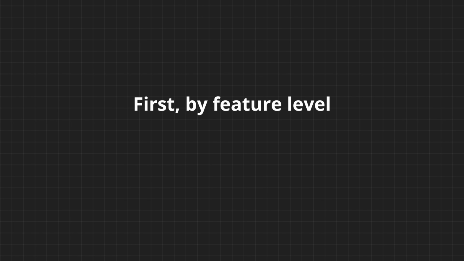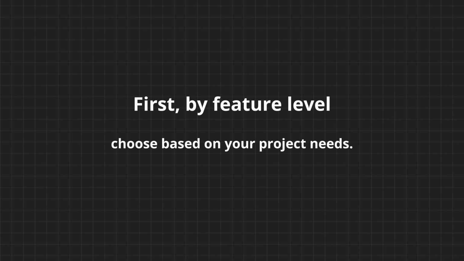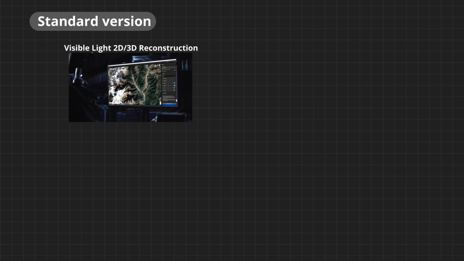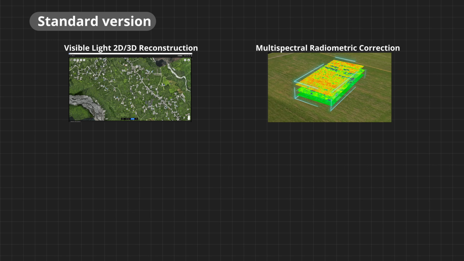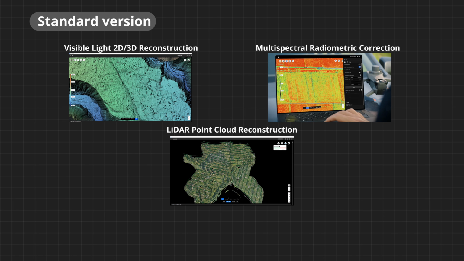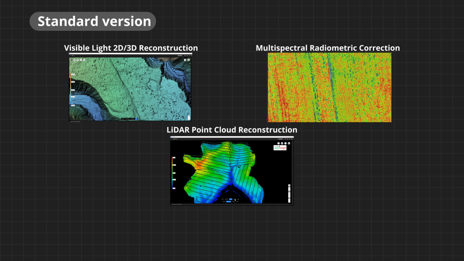First, by feature level, choose based on your project needs. The standard version supports visible light 2D mapping, 3D mesh reconstruction, multispectral radiometric correction, LiDAR point cloud reconstruction, and other features. It's a good fit for routine surveying tasks.